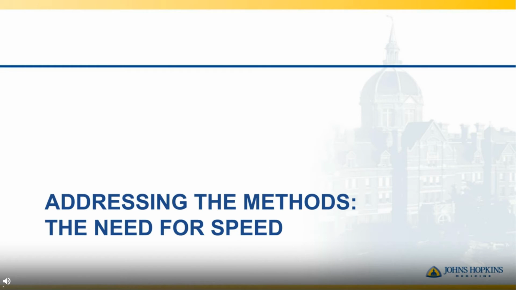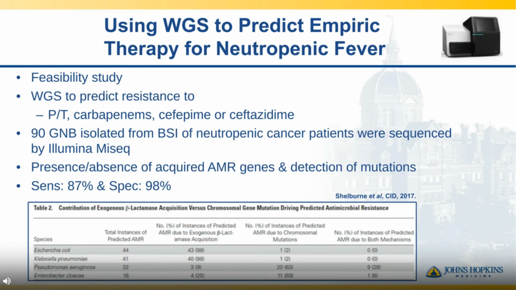So how do we address these issues? Well, we can address the methods by finding ways to more rapidly set up sequencing, as well as interpret our sequencing results. And so what's available in the literature about applying whole genome sequencing to impact patient care or therapeutic decisions? I'd like to reference this one study by Shelburne and others in CID. It's from 2017, but it really was the first feasibility study where they used whole genome sequencing to predict empiric therapy for neutropenic fever patients.